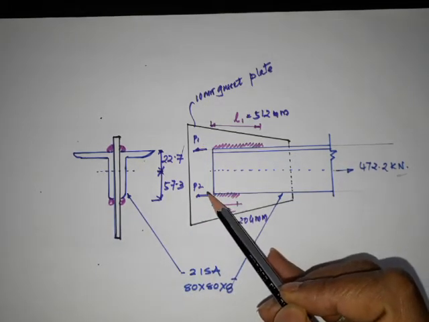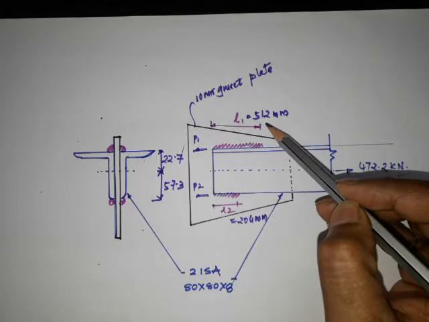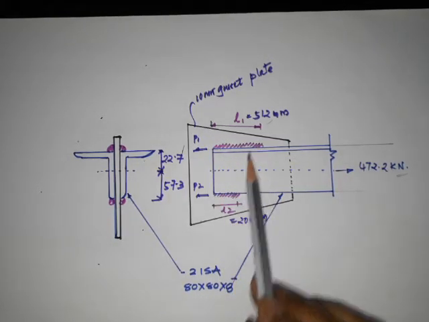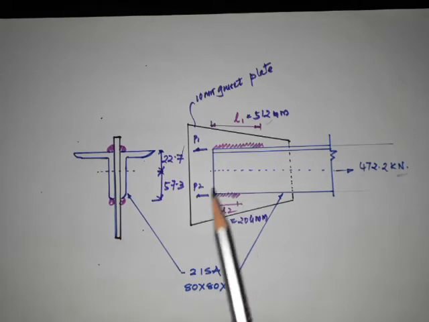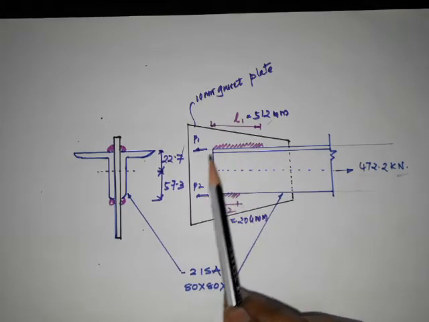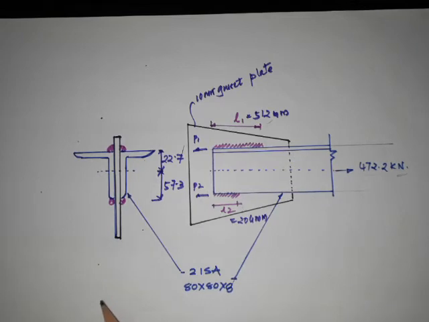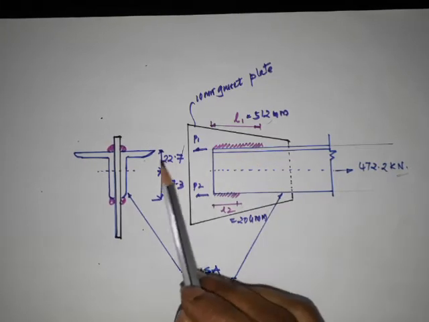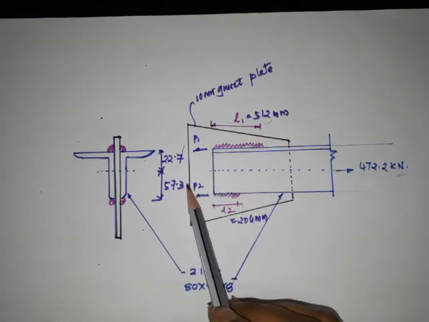Then with respect to that, by equating the design strength of weld, we have calculated the length of weld LW1 and LW2. One thing you can observe here is that the length of weld LW1 is more than LW2. What is the reason behind that? The reason is that the CG is concentrated towards this edge. The distance you can see here is 22.7 and this distance is 57.3.